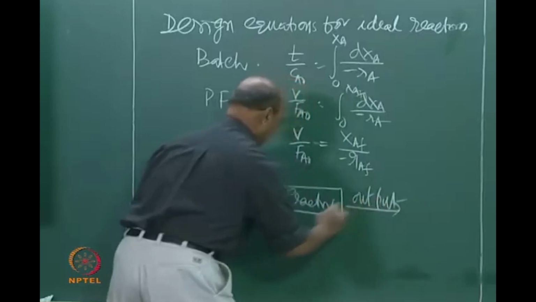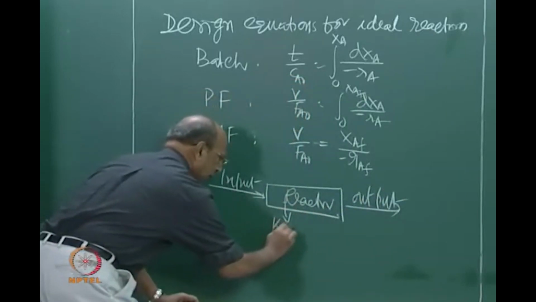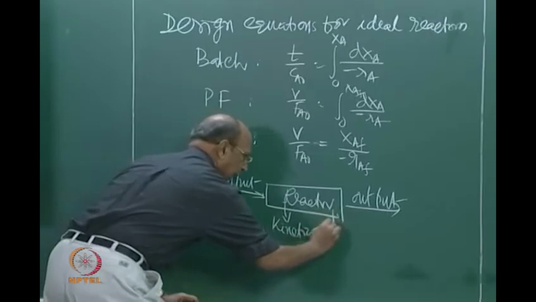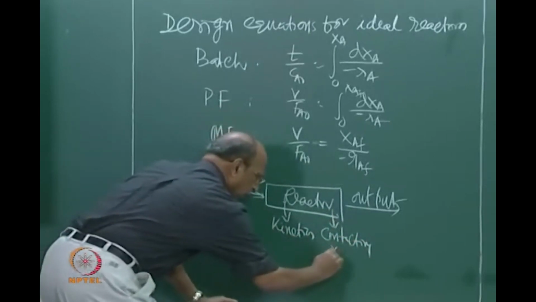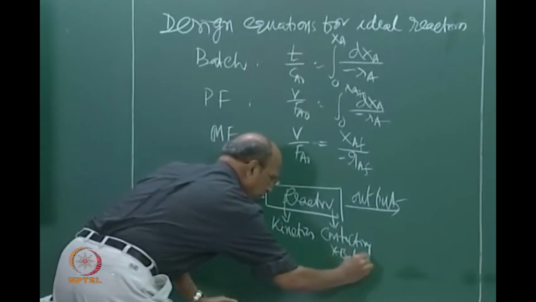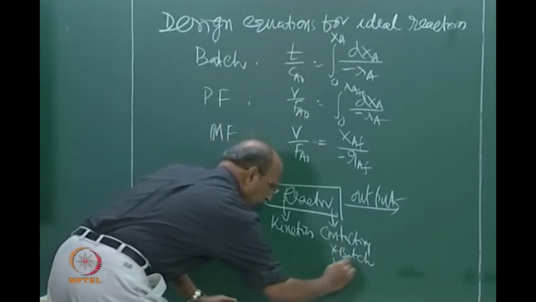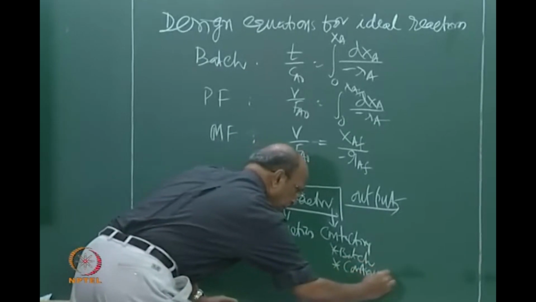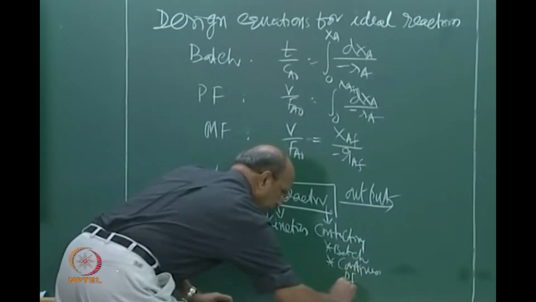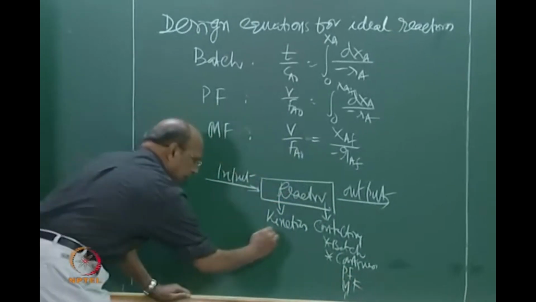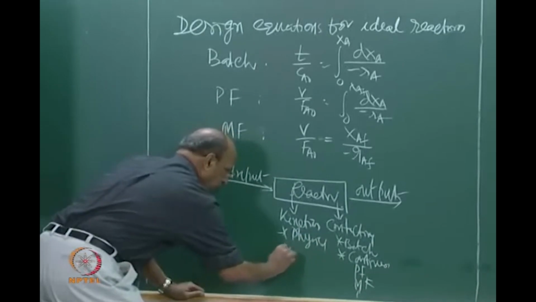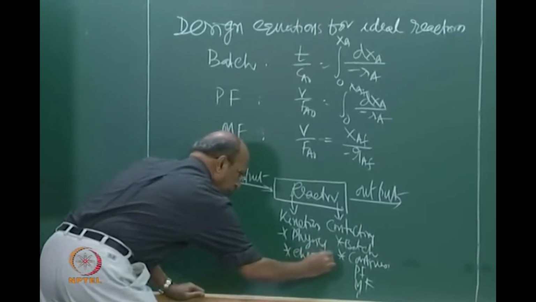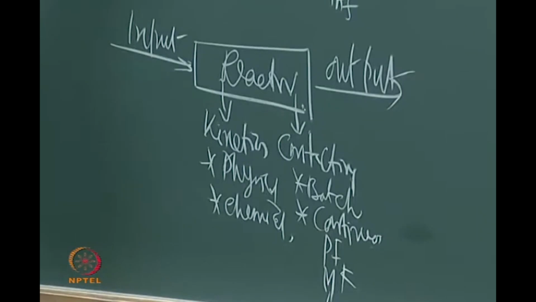output, kinetics, and I have contacting. Then here we have batch, continuous, PF, MF. This is physical, chemical. So, this is the design information required for the design.